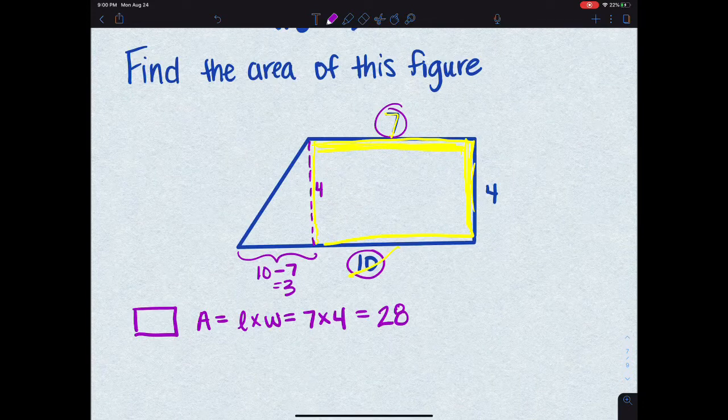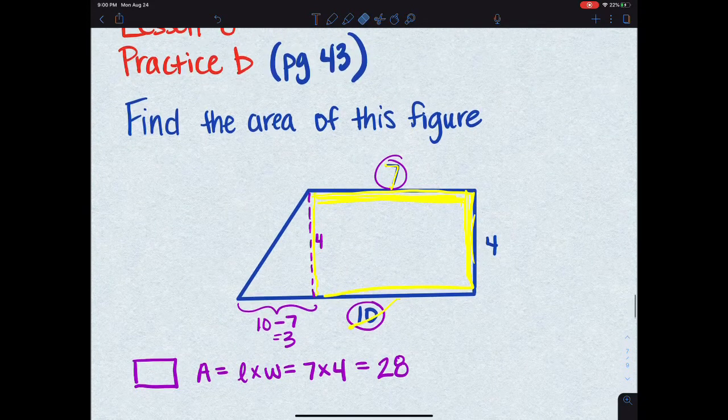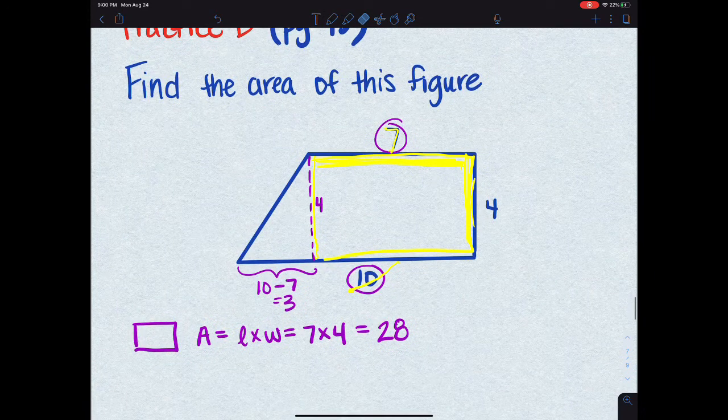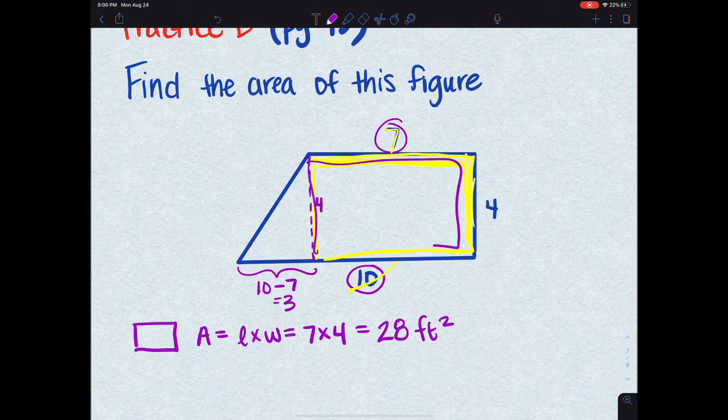And I'm not sure what the units are on this, but you can figure that out. Let's see, I'll just look really quick. Let's see, it's a B. Okay, so it's feet. So this is going to be feet squared, and that's just the area of this rectangle portion. So now I've got to do the area of this triangle.